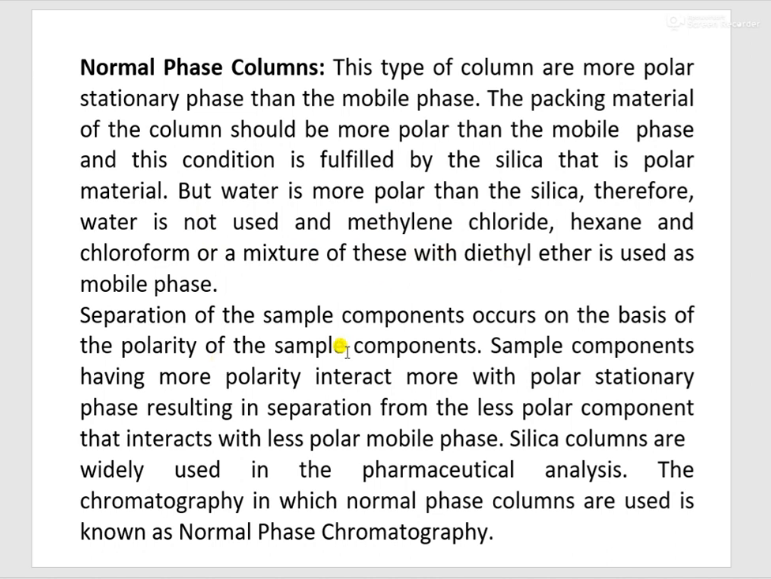Separation of sample components occurs on the basis of polarity of sample components, meaning depending upon the polarity of the sample, the separation takes place. Sample components having more polarity interact more with the polar stationary phase, resulting in separation from the less polar components that interact with the less polar mobile phase. Means here in normal phase columns, the stationary phase is polar and the mobile phase is relatively non-polar, and separation is based on the polarity of the components which are to be separated.